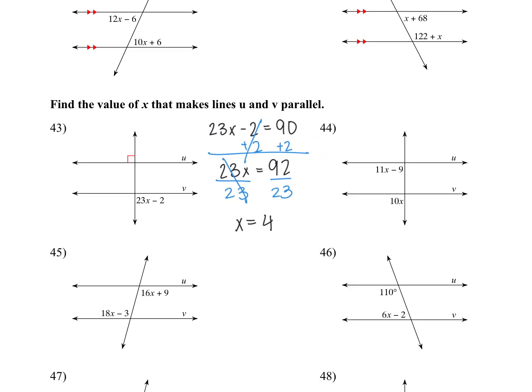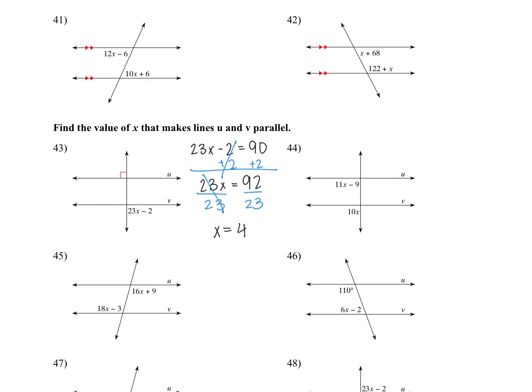All right, questions, comments, concerns on any of these pages? This is a review of 3.1 and 3.2.